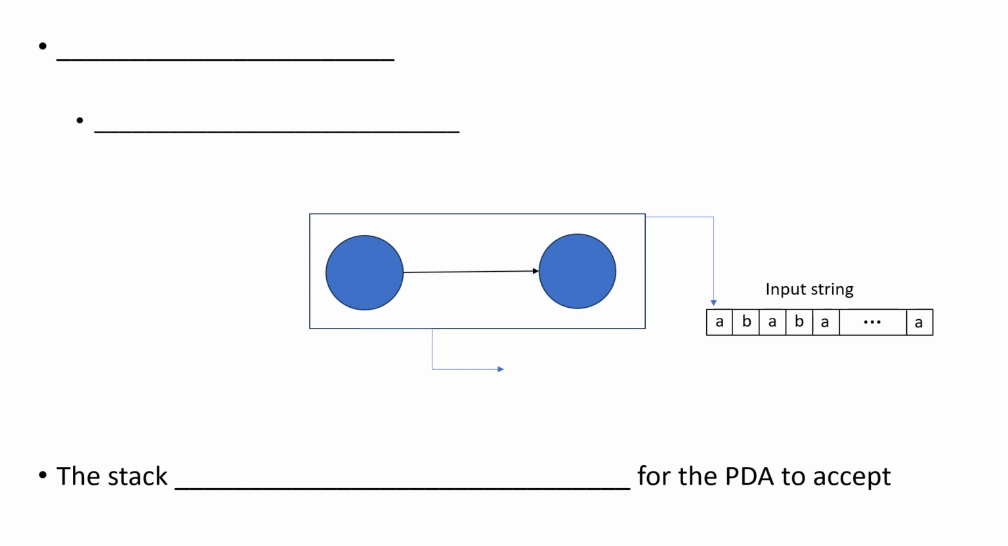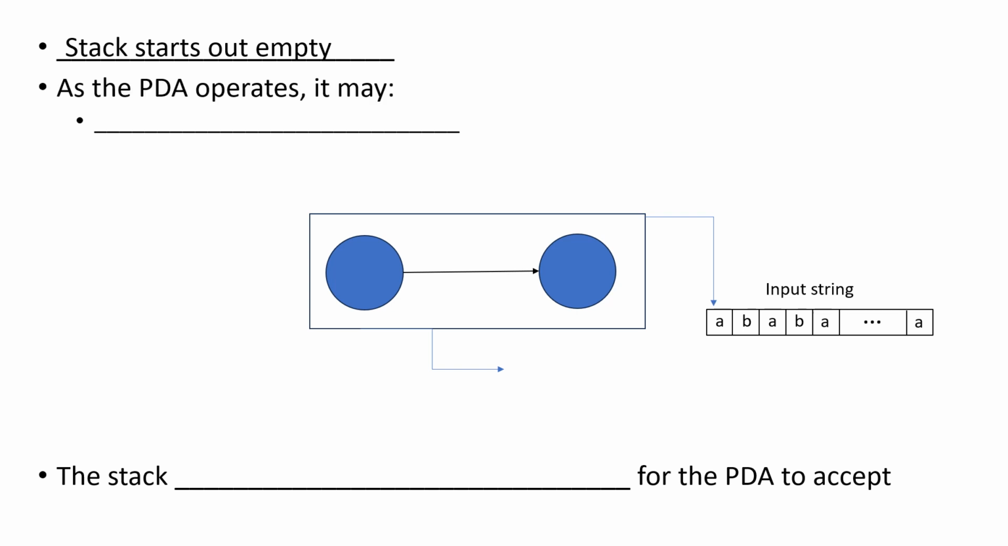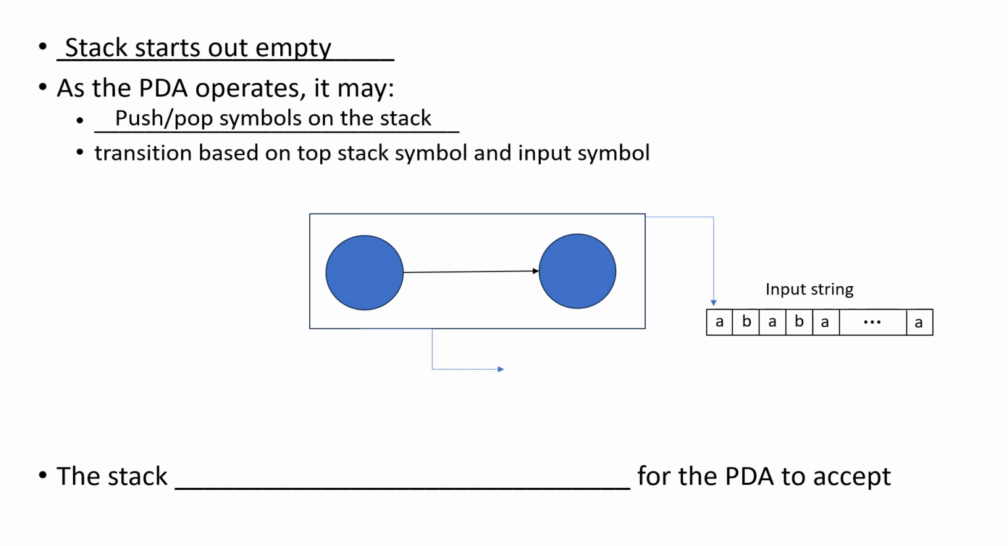Let's talk about the stack a little bit more. In a push-down automaton, that stack is going to start out empty. And as the push-down automaton operates, it's either going to push or pop symbols on or off the stack. And there's also this thing where we're going to transition based on the top stack symbol and the input symbol. So remember that we still have this finite control, this thing that looks like an NFA. And what we're going to write on here is between two states, we can write a letter, which we've seen before. That's the letter that we transition on. And we're also going to write the stack symbols with an arrow.